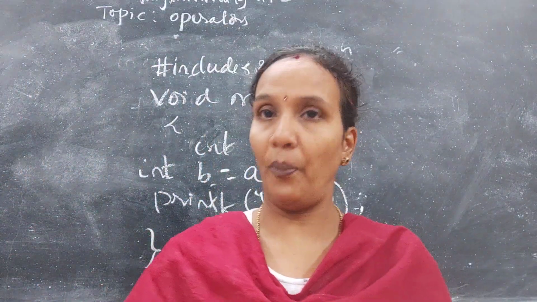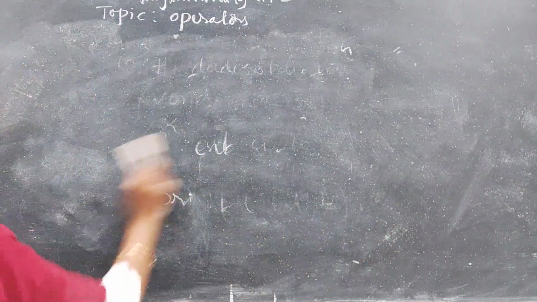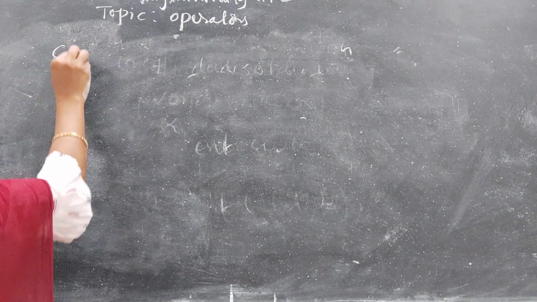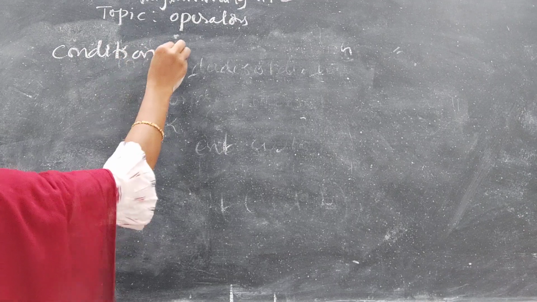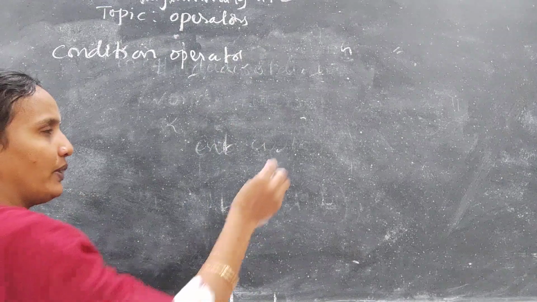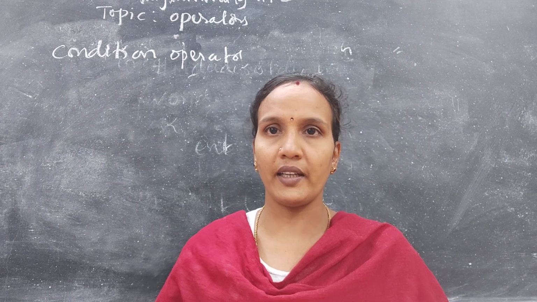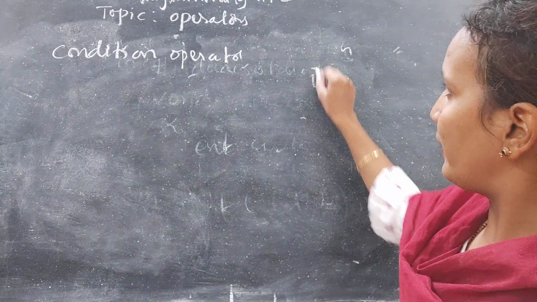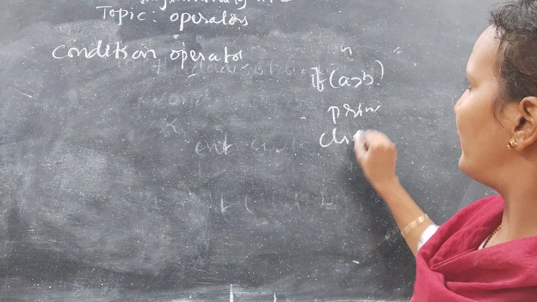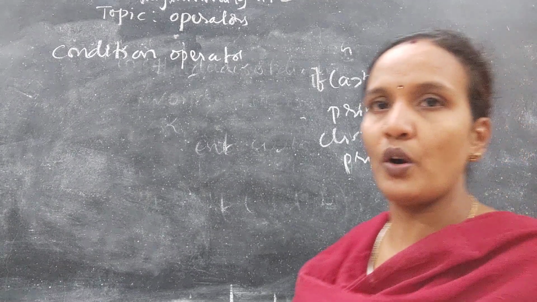Now, the next operator is the conditional operator. For example, I give two operands and want to check which operand value is greater. How will you do it? If a is greater than b, then print a's value, else print b's value. This is a simple decision-making statement when two operands are involved.